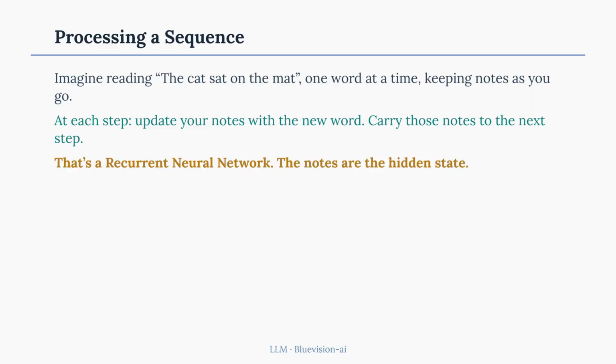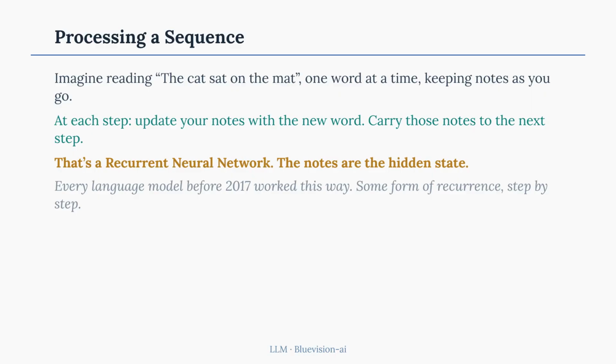That's a recurrent neural network. The notes are the hidden state, a vector that gets updated at every position. It's the machine's running summary of everything it's read so far. Every language model before 2017 worked some version of this way, some form of recurrence, step by step. For 20 years, this was the dominant approach to sequence modeling.